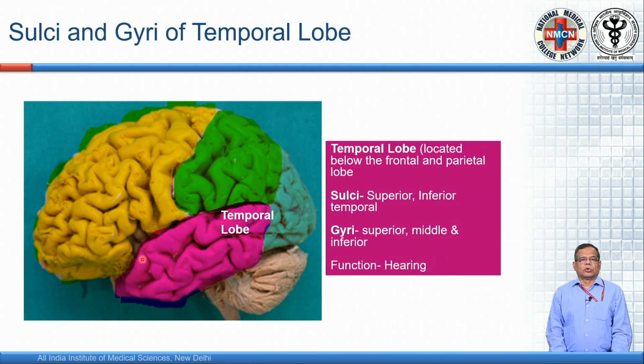The temporal lobe is situated below the lateral sulcus and the line joining the lateral sulcus and the imaginary line joining the parieto-occipital sulcus and the preoccipital notch. The sulci present are the superior and the inferior temporal sulcus. The gyri are superior, middle and the inferior temporal gyrus. Here lies the primary auditory area.